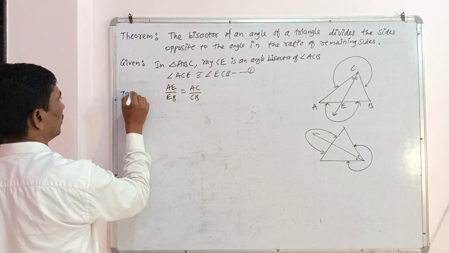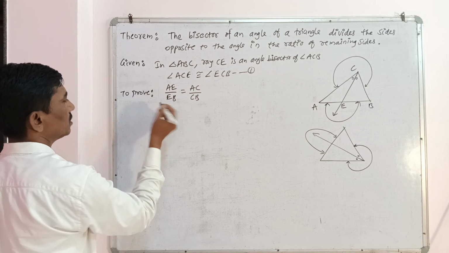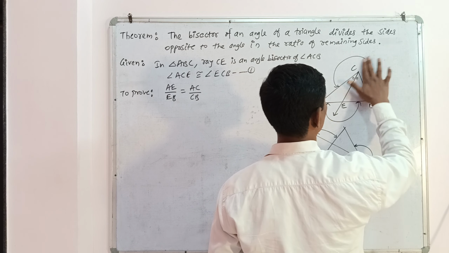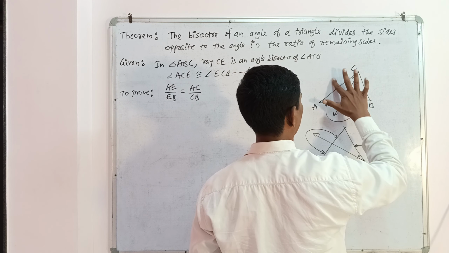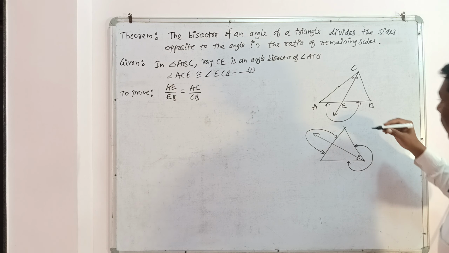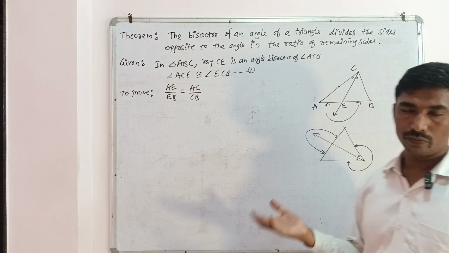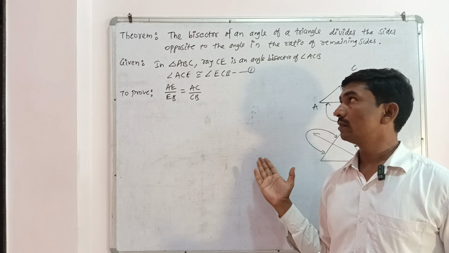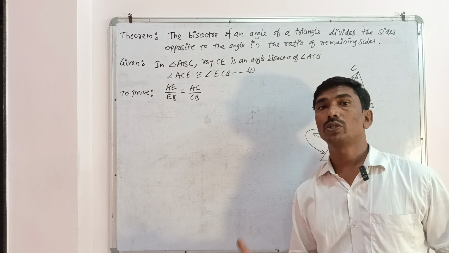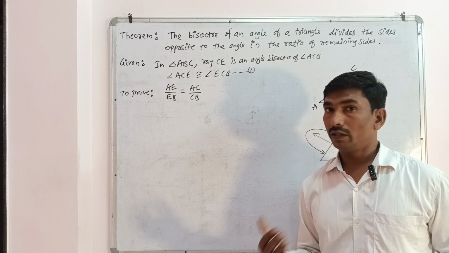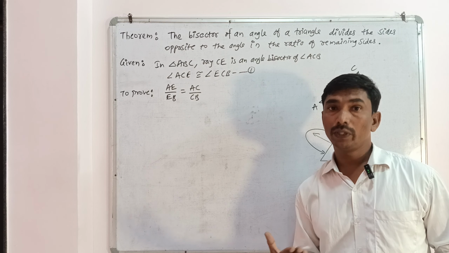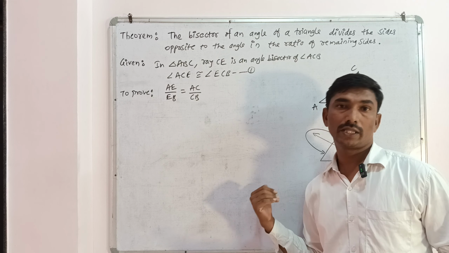Now again, to prove this, we have to make some construction. For that, I have to draw something. You know that this theorem comes after the theorem of basic proportionality, isn't it? So it means that you have to use BPT to prove this theorem.